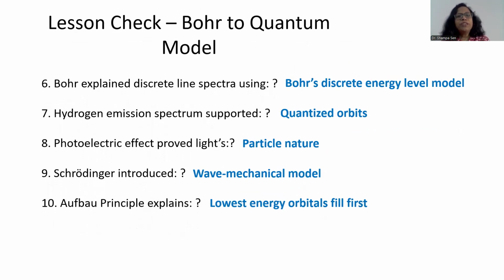And a few more lesson check questions. Bohr explained discrete line spectra using his discrete energy level model. Hydrogen emission spectrum supported what? Quantized orbits. The photoelectric effect proved light's which nature? Particle nature. Schrödinger introduced the wave mechanical model. And the last one, the Aufbau principle: what did it explain? Lowest energy orbitals should get filled first.